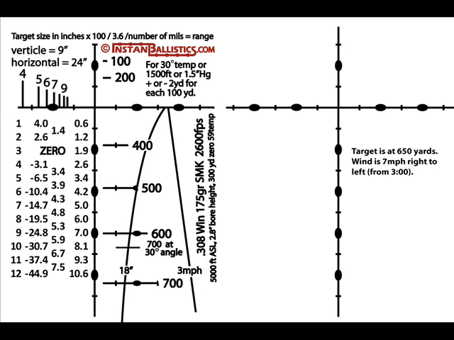Now your target is at 650 yards and your wind is 7 miles an hour from right to left. So it's going the other direction now. It's traveling from right to left. Okay, here's where you would need to hold to compensate for these conditions.